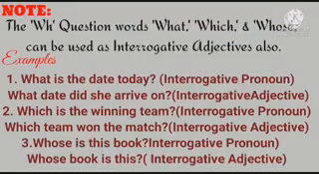The point to be noted here is that the WH question words what, which, and whose can be used as interrogative adjectives also. Examples, what is the date today is an example of interrogative pronoun. What date did she arrive on is interrogative adjective. Which is the winning team is an example of interrogative pronoun. Which team won the match is interrogative adjective. Whose is this book is an example of interrogative pronoun, and whose book is this is an example of interrogative adjective.